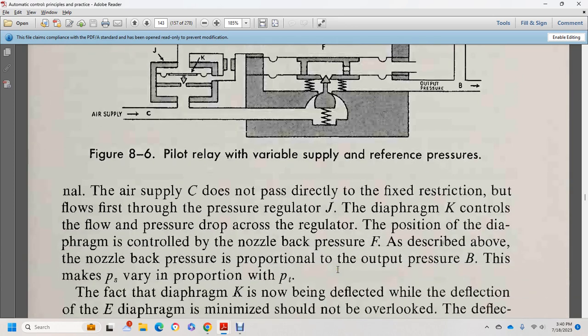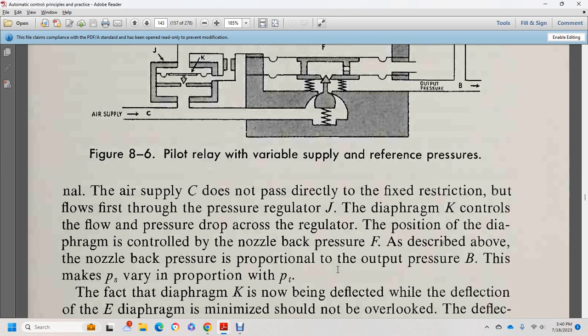The air supply is designed to pass directly through a fixed restriction, with the flow first passing the pressure regulator J with the diaphragm K controlling the flow pressure drop across the restriction with the regulated position of the diaphragm. This controls the nozzle back pressure F, as described above, with the nozzle back pressure proportional to the output pressure B. This is the makeup of the pressure supply varying in proportion to the pressure transmitted.